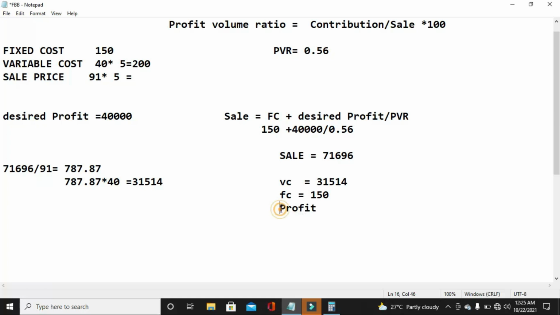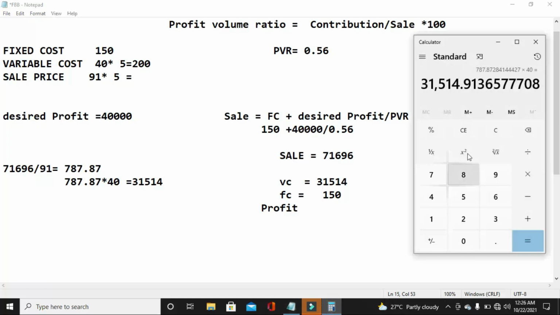We want to check whether we accurately calculated this figure or not. In order to determine profit, we need to deduct all cost from our total sales. Our total sales is 71,696, and we deduct our variable cost of 31,540, and then the fixed cost. The result is near 40,000, almost the same. So we have calculated our profit accurately.